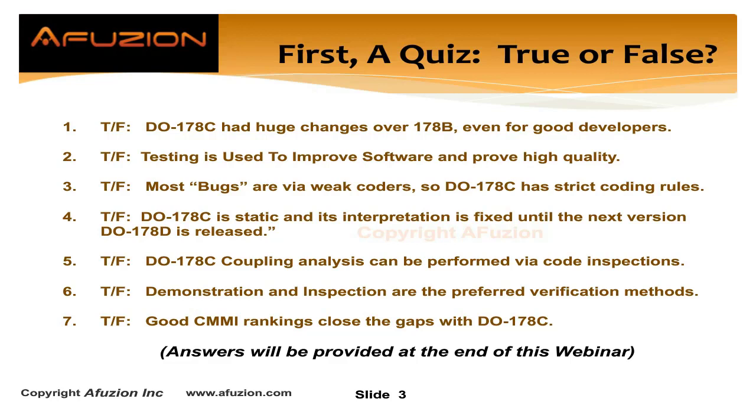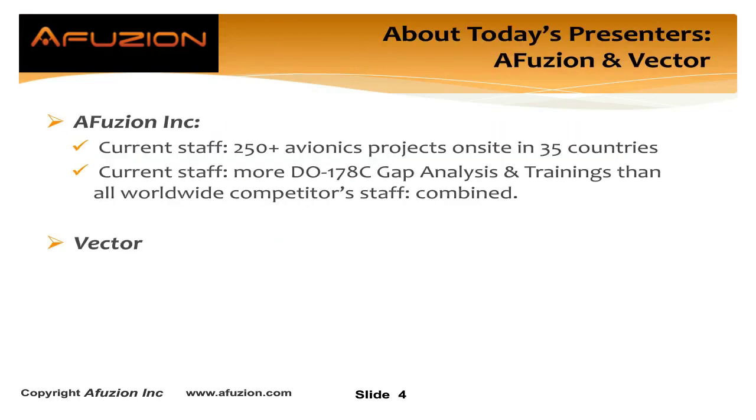Let's see how well you did. It's easy, right? True, false. Well, we'll answer these during this webinar. As Woody said, Fusion has done many projects. We've got engineers working in 6 countries, and we've done more gap analysis in DO-178C 254 trainings than all of our competitors combined. It's our core business. It's what we do. Now, key facts.